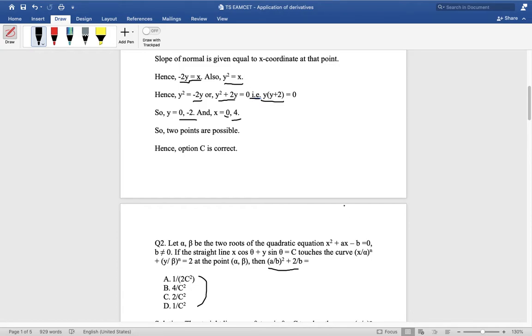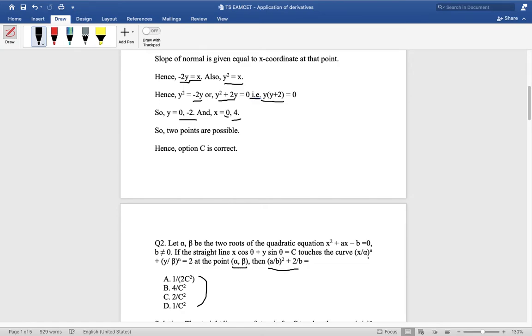Okay, so first, alpha, beta are the two roots of the equation x square plus ax minus b equals 0. So alpha plus beta is equal to minus a and alpha beta equals minus b. We know this one, right? Secondly, the straight line x cos theta plus y sin theta is equal to c touches the curve at point alpha, beta. That is, this line is the tangent to this curve at the point alpha, beta, right?